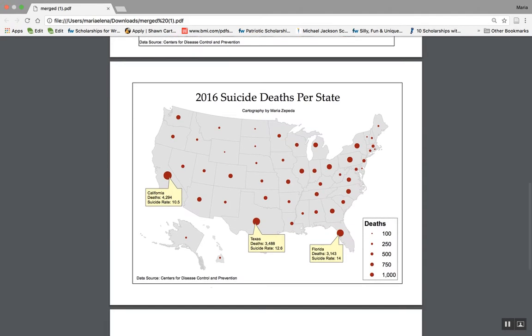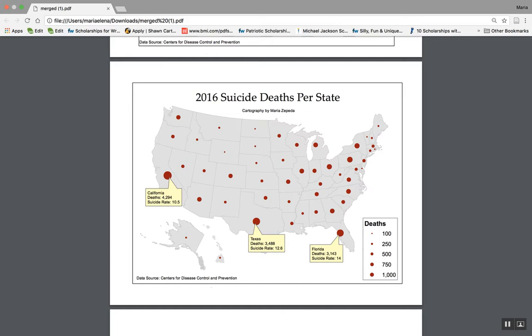Map 3 shows the 2016 suicide deaths by using proportional symbols. So the size of the symbol is actually determined to the number of deaths. So the bigger the dot, the more suicide related death in the country. I mean in the state. I chose to simplify the state polygons to give focus to the symbols.